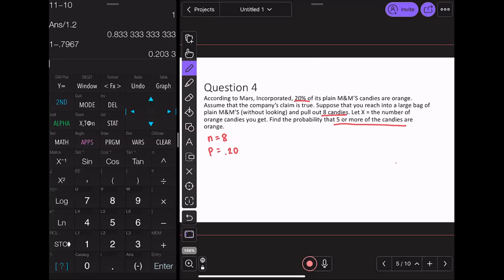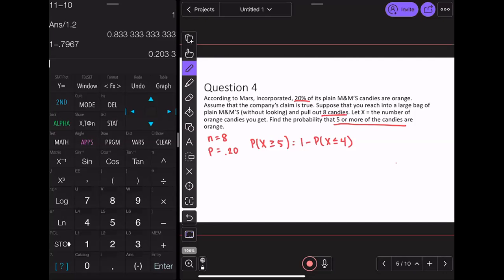And now we're going to write it as an inequality. So we're trying to find the probability that X is 5 or more, so that's going to be X greater than or equal to 5. 5 or more of the candies are orange. Okay, so before we can put this in our calculator, remember that anytime we have a greater than symbol, we have to rewrite it. We do 1 minus the leftover, so 1 minus the probability that X is less than or equal to 4.